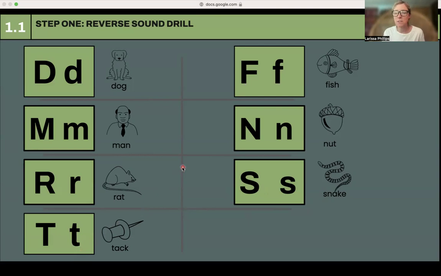Fish. What is the first sound in fish? And the letter that stands for F is F. Nut. What is the first sound in nut? N. And the letter that stands for N is N. Snake. What is the first sound in snake? S. And the letter that stands for S is S. Okay, those are our consonants.